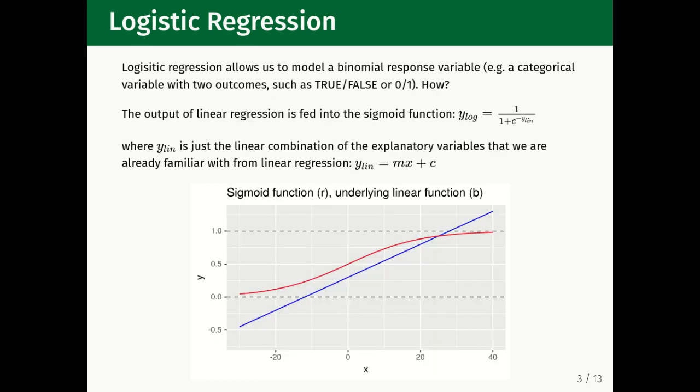So how do we convert linear output into a binomial response? We put it into a function called a sigmoid function. The graph here shows the underlying linear response in blue. The output of this, which I've called ylin on this slide, is then fed into the sigmoid function, and the output of this is shown in red. As you can see, the red line, the output of the sigmoid function, varies only between 0 and 1, even when the input linear function is greater or less than this.